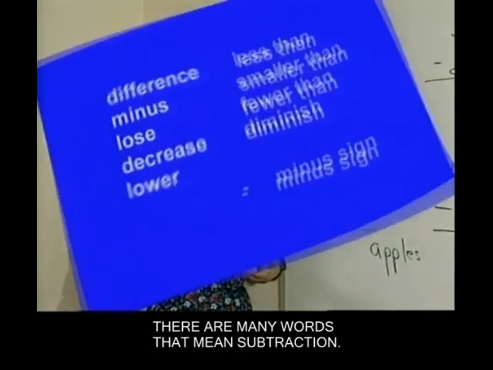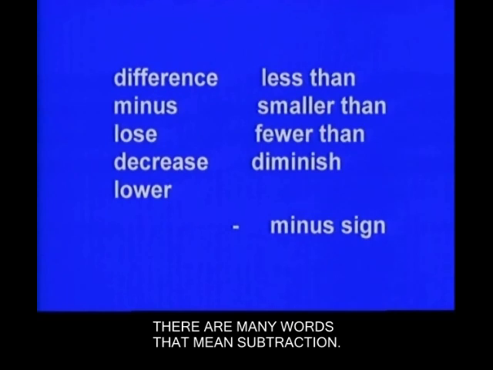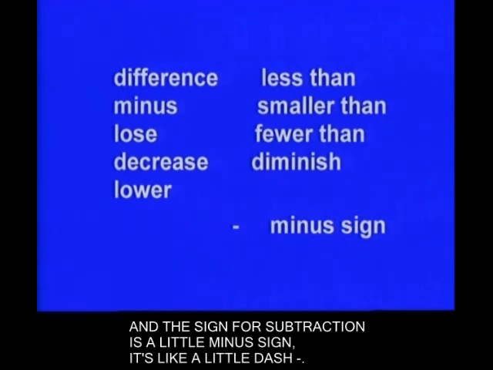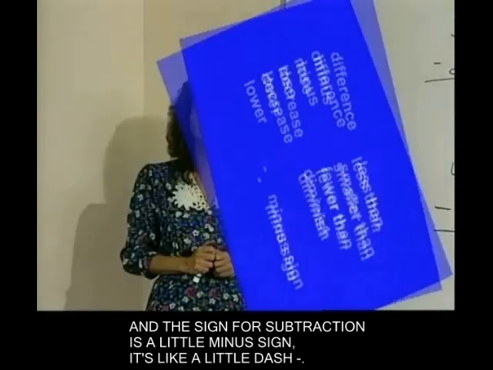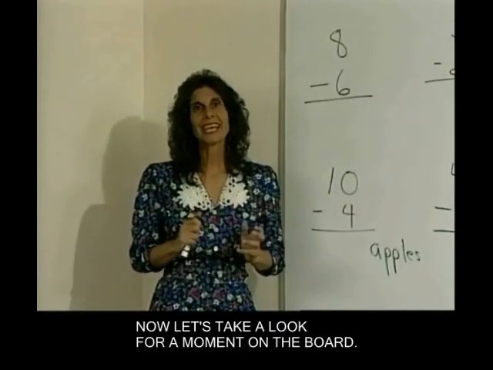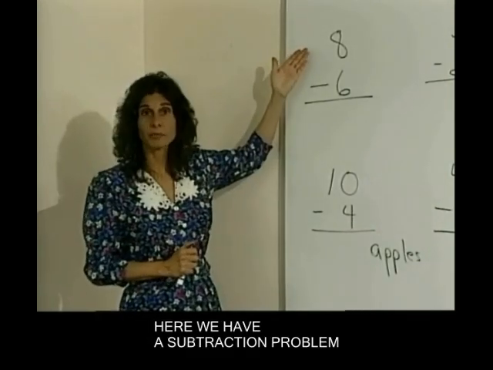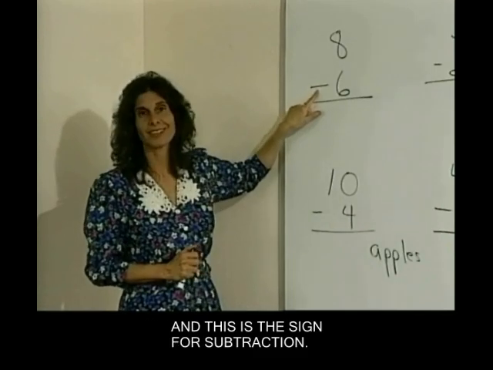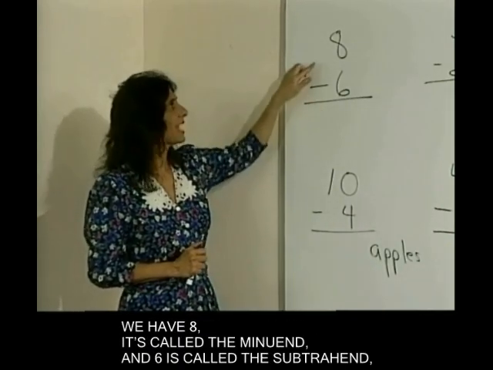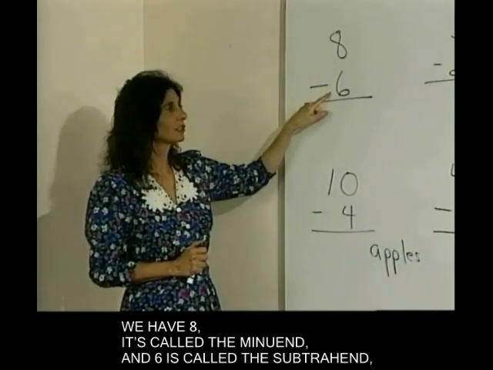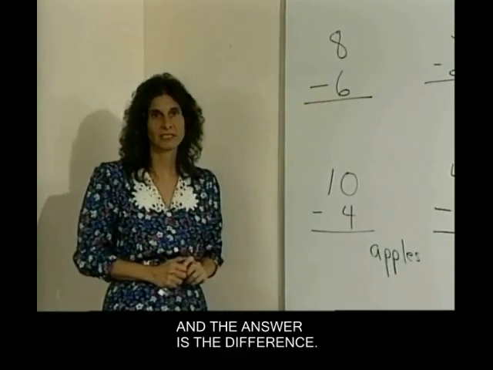There are many words that mean subtraction: difference, less than, minus, smaller than, lose, fewer than, decrease, diminish, lower. These are words that mean subtraction, and the sign for subtraction is a little minus sign. It's like a little dash. Now let's take a look for a moment on the board. Here we have a subtraction problem, and this is the sign for subtraction. We have 8, which is called the minuend, and 6, which is called the subtrahend, and the answer is the difference.